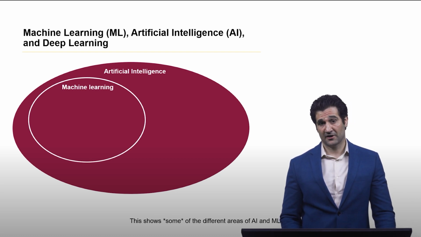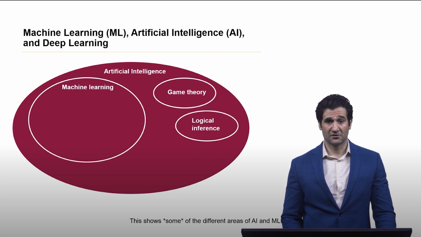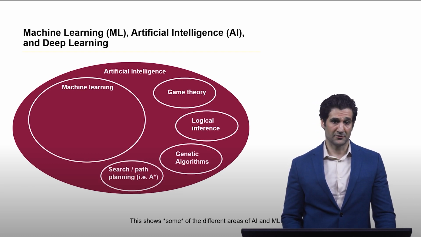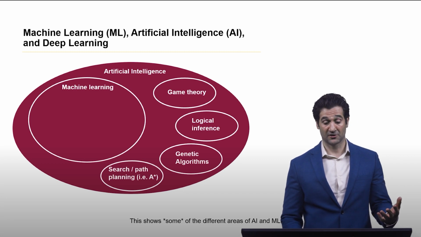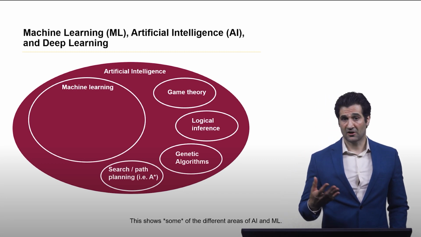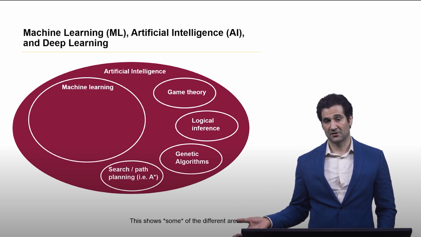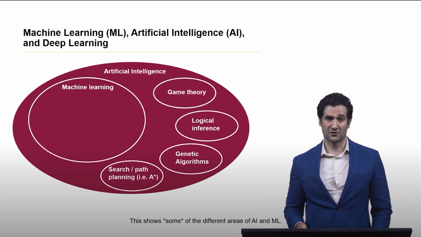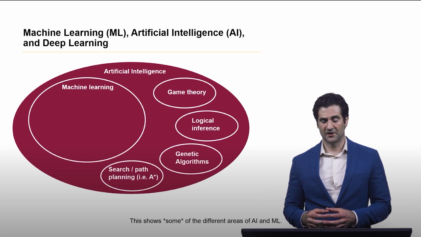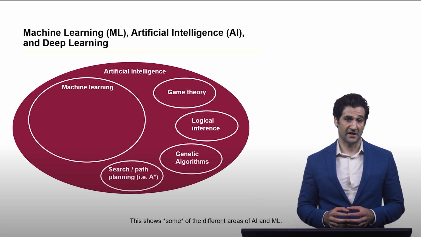But there are other areas outside of machine learning, including things like game theory, logical inference, genetic algorithms, and search, that you may have heard of, A star. These are all other artificial intelligence techniques. They are outside the scope of our machine learning course, but they would definitely be covered in courses on AI.